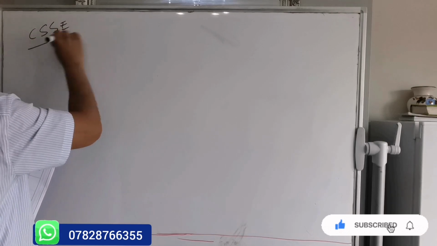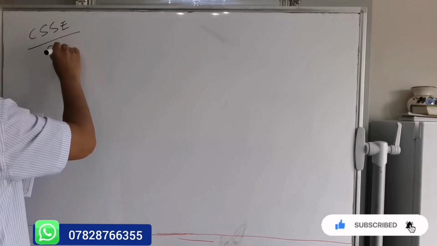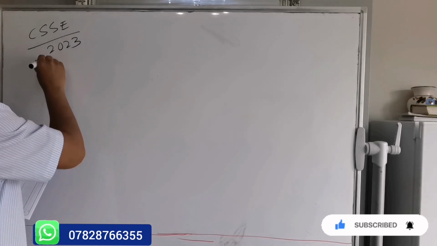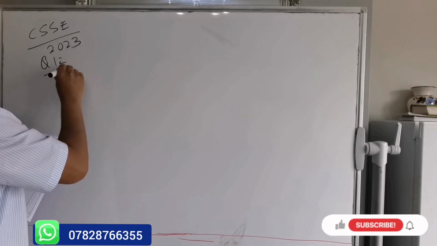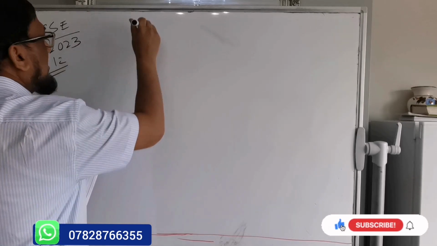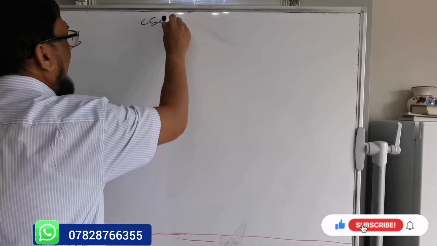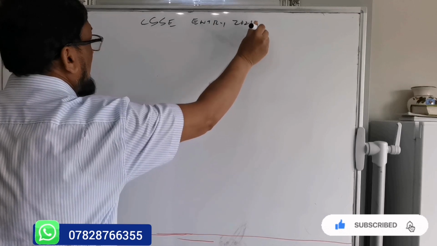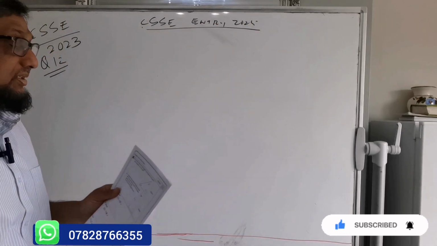CSSE past paper 2023, question number 12, a very important question for the CSSE entry exam 2025. It means for this year September you are expecting this question.